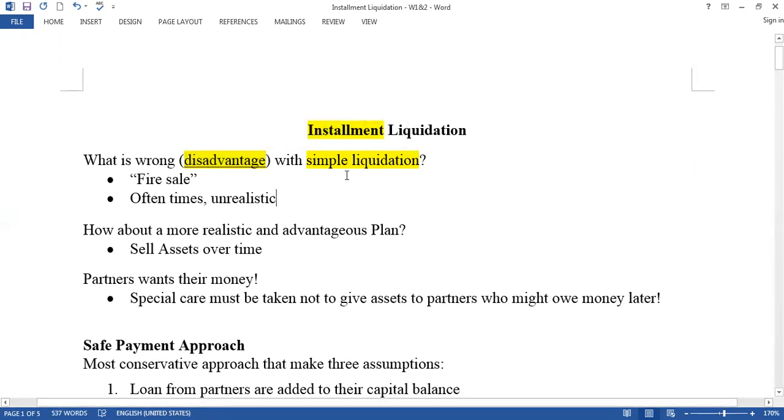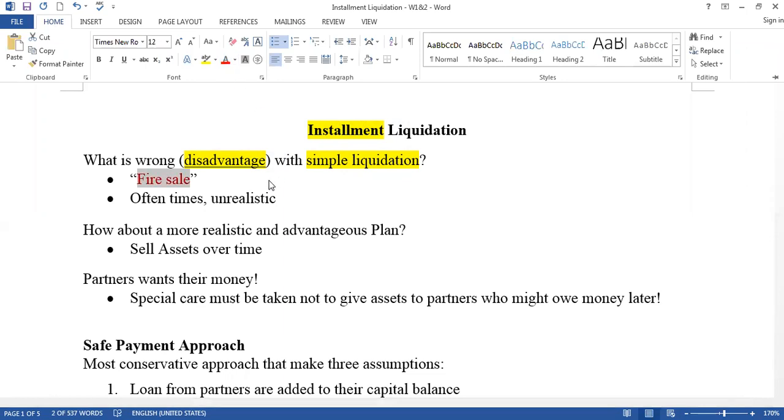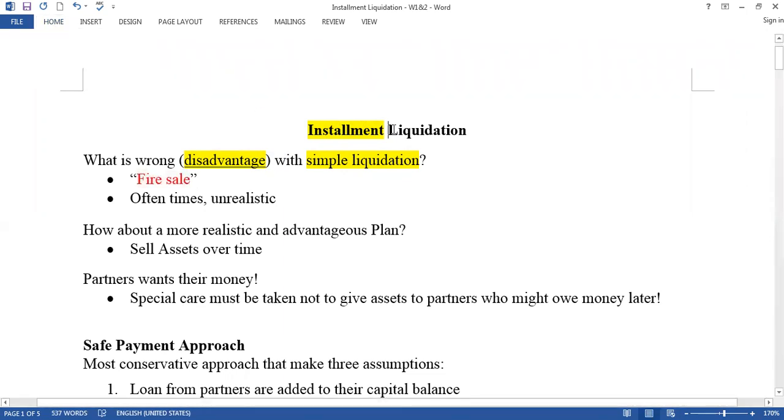What are the limitations of simple liquidation? The first one is the fire sale. What is the meaning of fire sale? That means today, for example, is the liquidation day. The company decided not to continue the business, so they sell their assets immediately, right? You have some assets and you have to pay your liabilities.